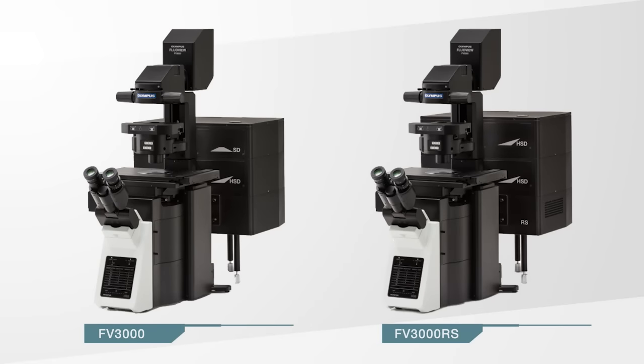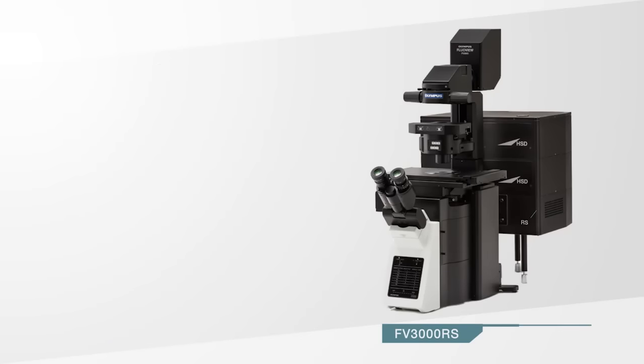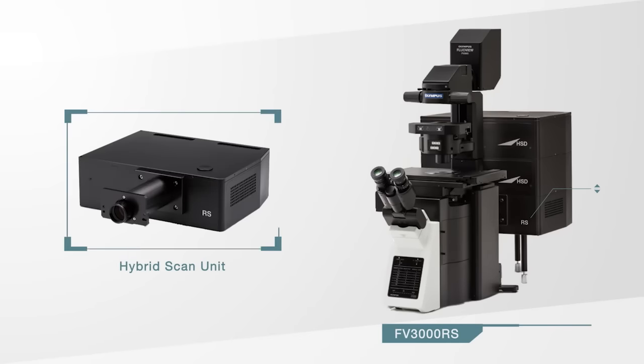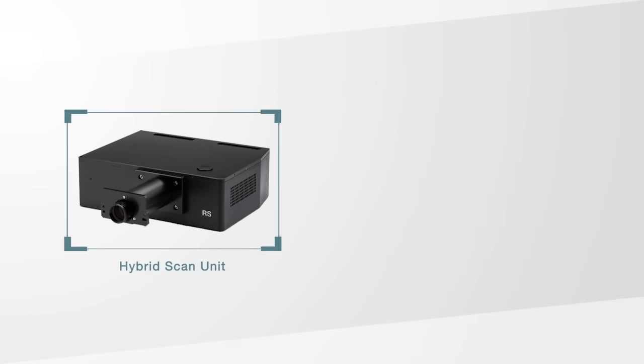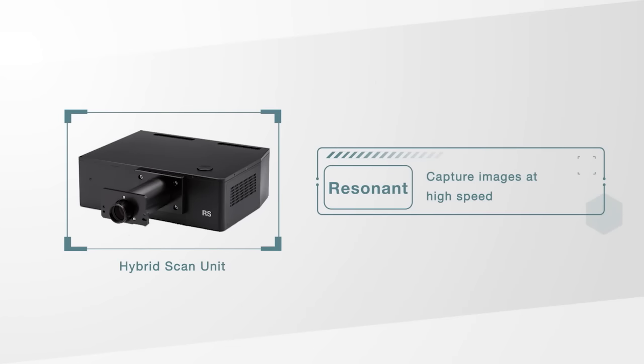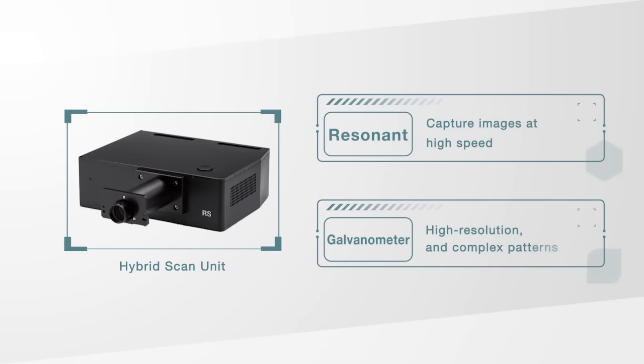Two models of the FV3000 series are available. The FV3000 uses galvanometer scanners, and the FV3000RS utilizes hybrid scanners. The hybrid scanner incorporates both resonant scanners, which can capture images at high speed, and galvanometer scanners, which capture high-resolution images and perform intricate scanning and stimulation patterns.